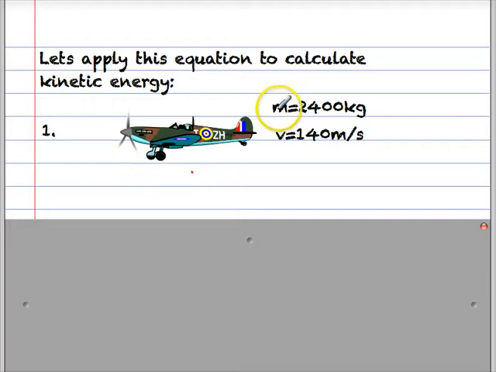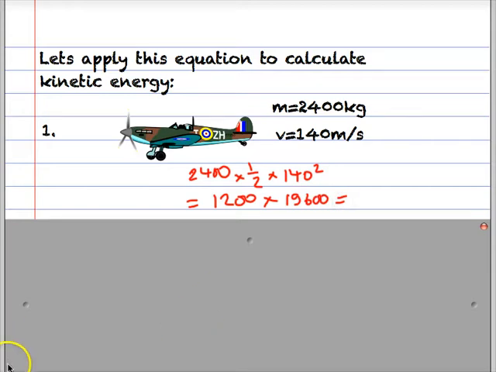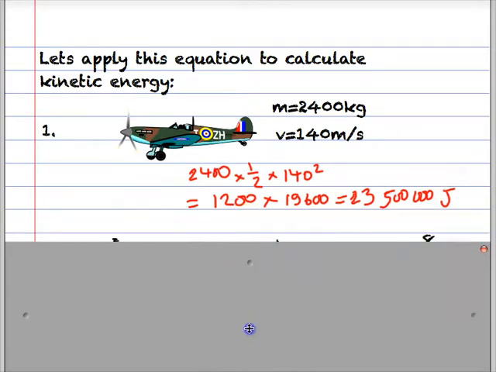So let's apply this equation to calculate the kinetic energy of this Supermarine Spitfire. So we've got kinetic energy is half mv squared. So we've got 2,400 times a half, it's half of the mass, multiplied by 140 squared. So half of 2,400 is 1,200, multiplied by v squared, which is 19,600. Multiply those two things together, and we get about 23,500,000 joules of kinetic energy. A large number. Let's have a look at another example.